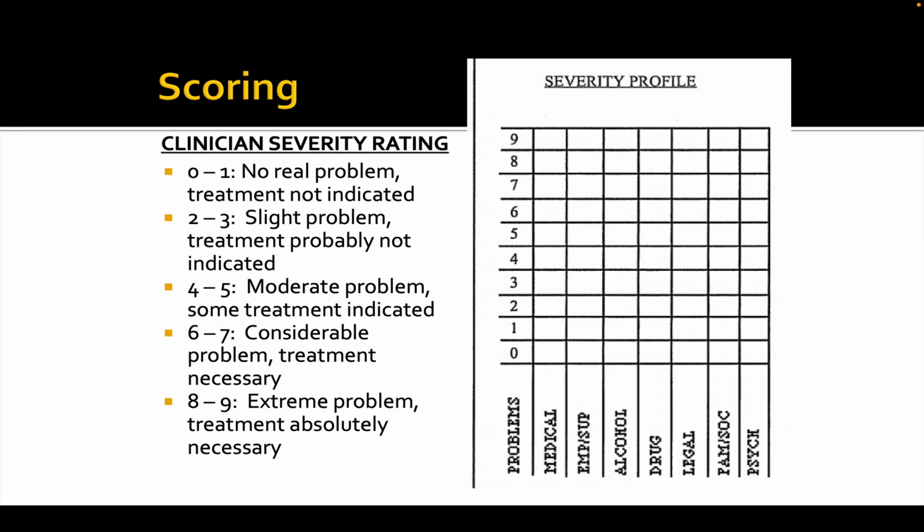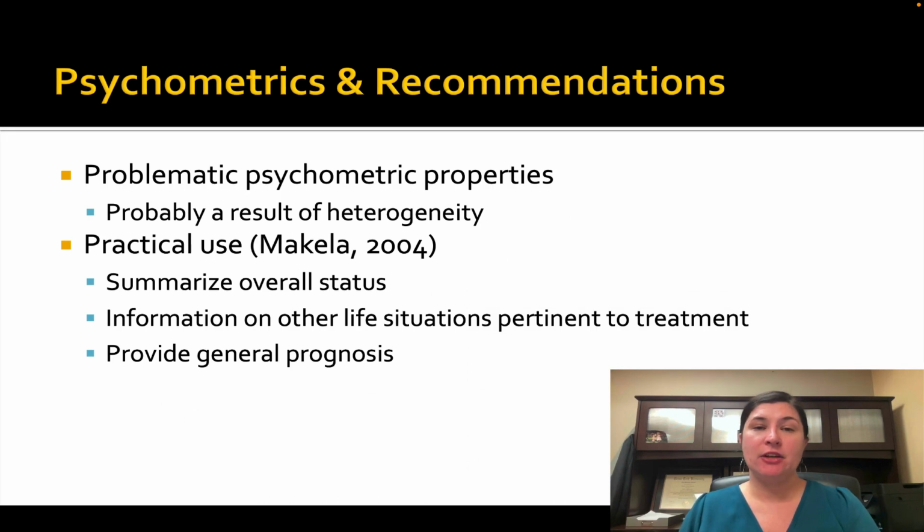You will see this severity profile on the assessment tool. For each domain, you are marking where you are, and it gives you a little graph of the severity profile for the client. Overall, regarding the psychometrics for the ASI and the recommendations, the problematic psychometric property is that there might be heterogeneity, where it's focused on the majority of the population. However, practical use is recommended because it summarizes the overall status, the bigger picture, rather than specific domains. And information on other life situations is pertinent to treatment, so it provides a general prognosis for the client.